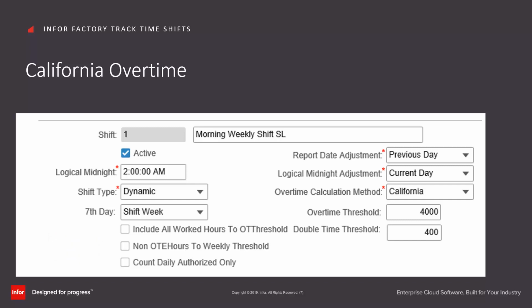Include all worked hours to overtime threshold may be restricted to the authorized hours for the day by setting count daily authorized only to yes. When this is set to yes, the count towards the weekly overtime threshold will be limited to the number of regular plus overtime plus double time hours authorized for the day. The California method works best with the dynamic shift type.